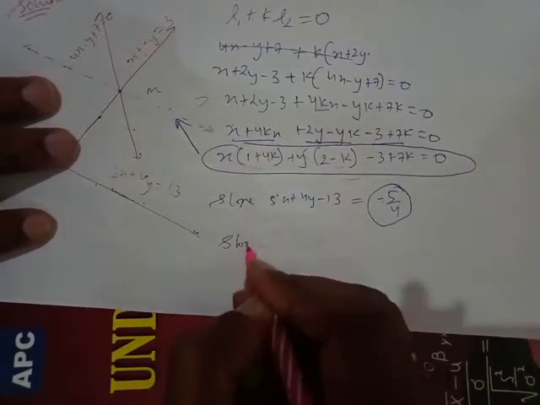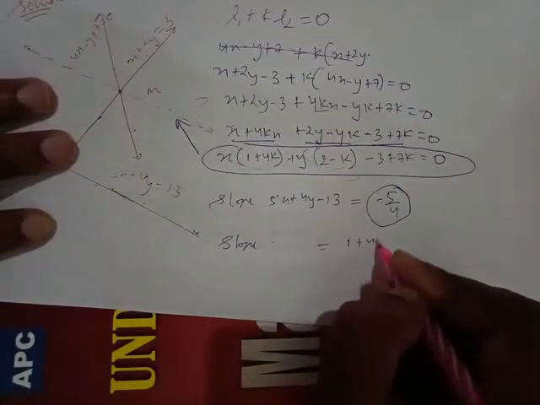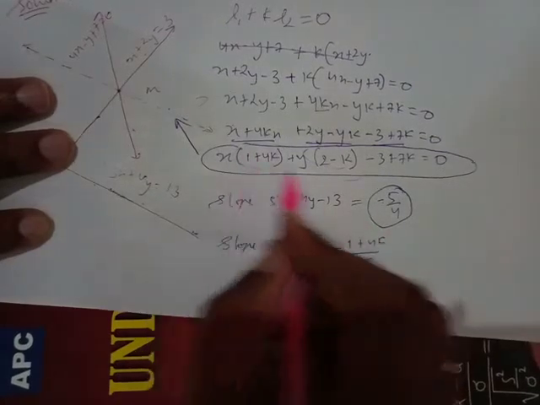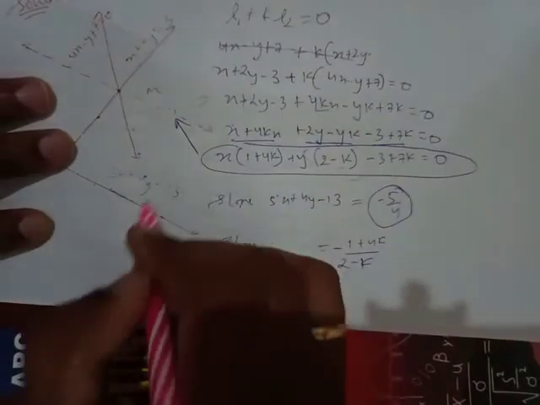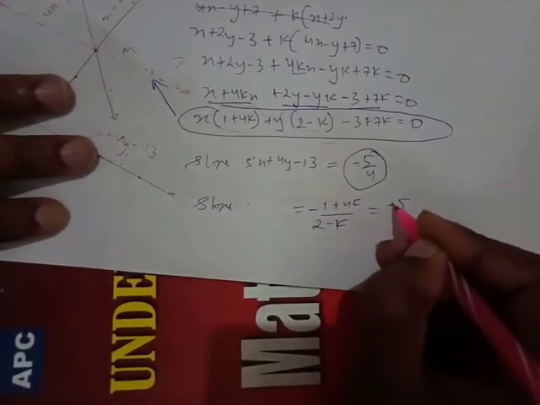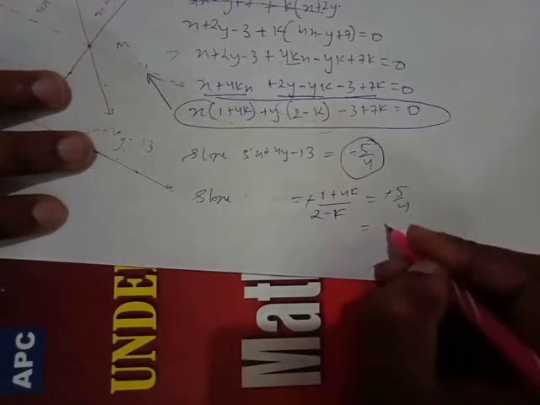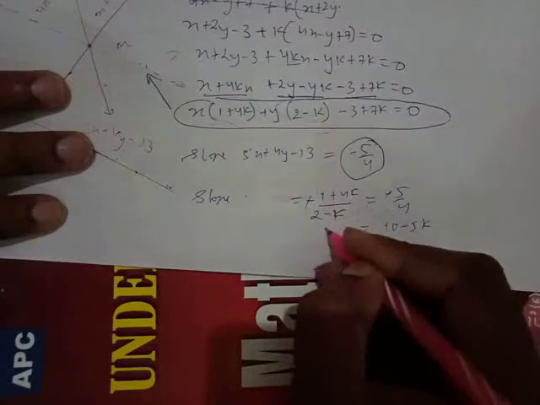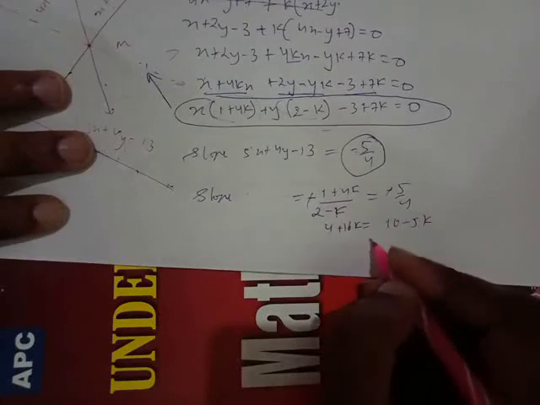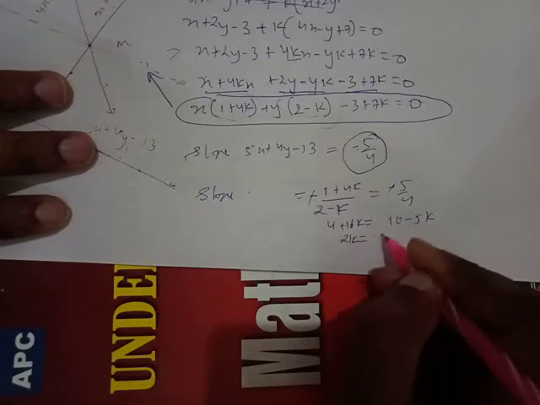So the slope of this line is going to be minus (1 plus 4k) over (2 minus k), this being a over b. But the slope of both has to be the same because they are parallel. So I'm going to just put it equal to minus 5/4, and the minus can get cancelled out. I'll shift things from here to there. So this goes there and it becomes 10 minus 5k, this goes there, 4 plus 16k, and then 5 comes here and becomes plus, so 21 equals 21k.